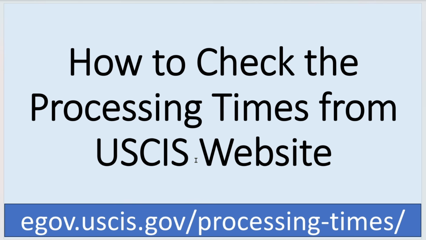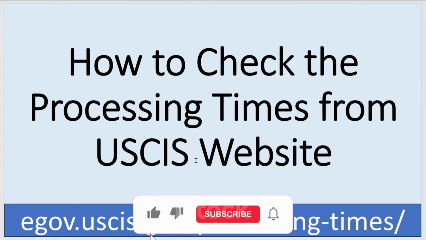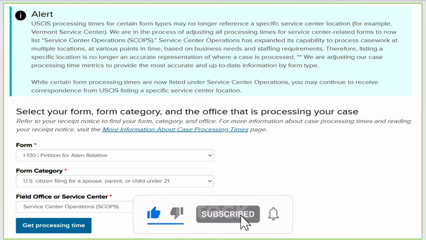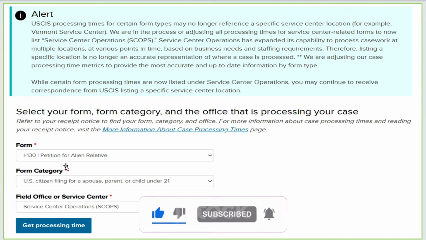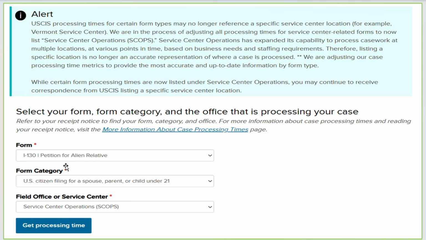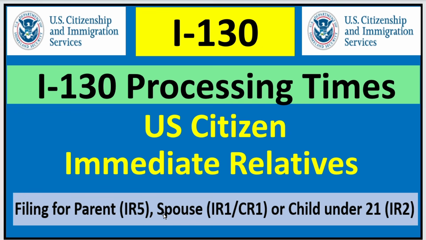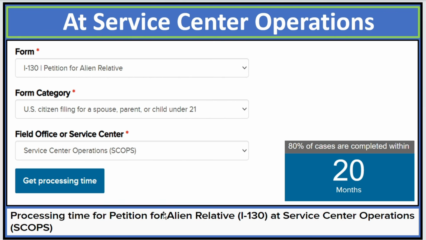Now let's go to the most common one, which is how to check the processing times from the USCIS website. If you go to this link right here, select the form, which is I-130, petition for alien relative, then the form category that applies to you, and then select the service center and get processing time. First, let's check the processing times for a US citizen filing for parents, spouse, or child under 21. This is immediate relatives. So the processing time is 20 months.